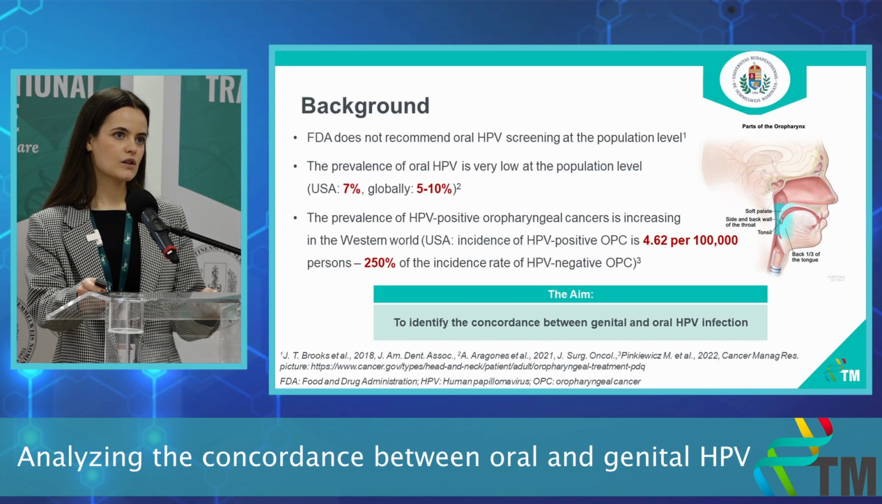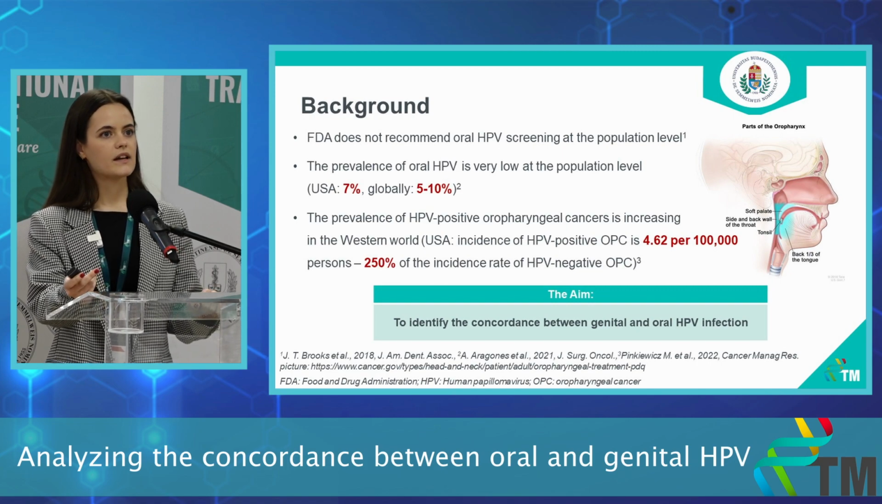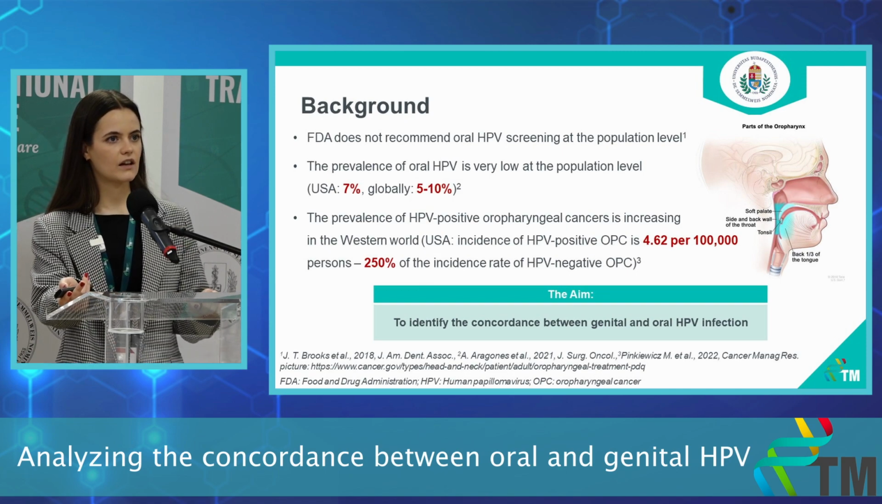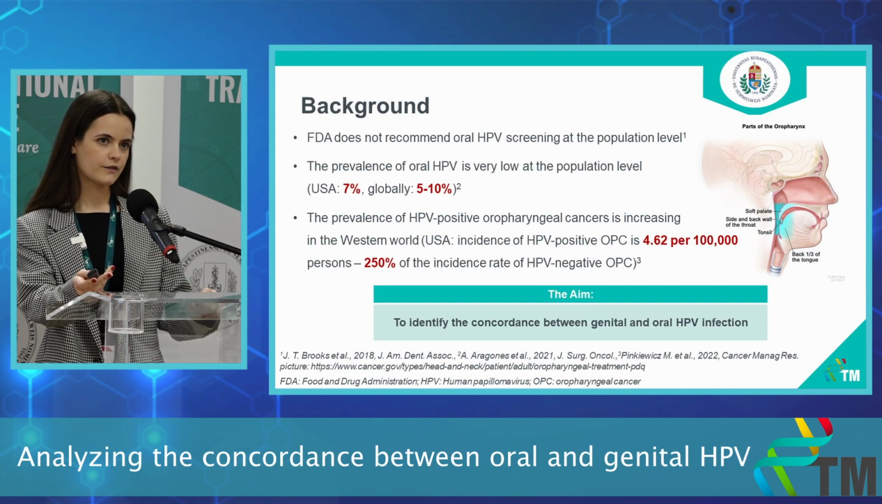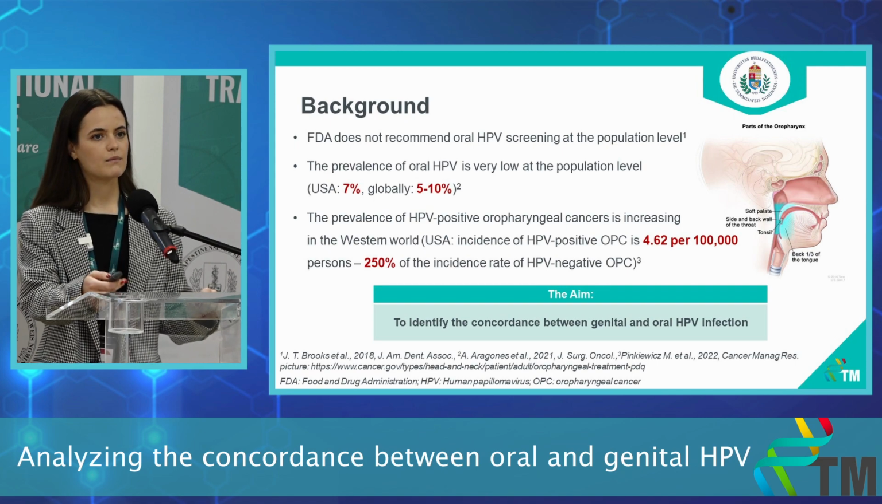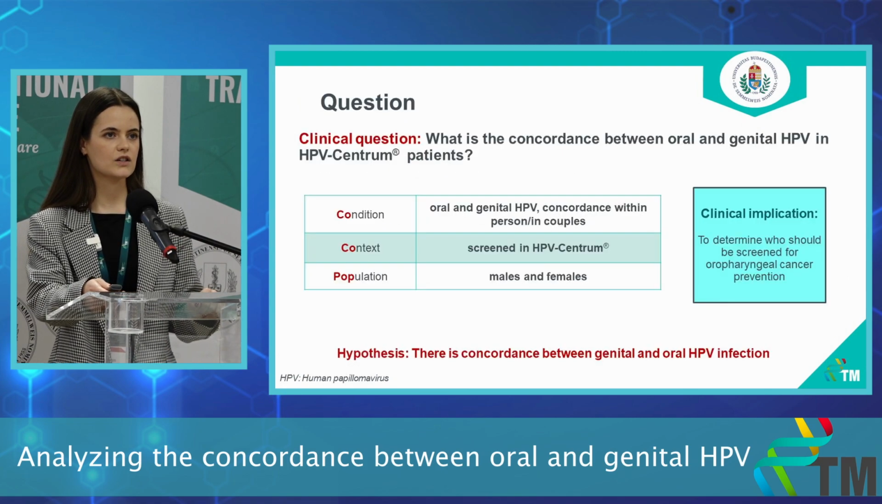As I mentioned, the prevalence of oral HPV at the population level is between 5 and 10%. That's why the FDA does not recommend oral HPV screening at the population level. Despite all of these, the prevalence of HPV-positive oropharyngeal cancers is steadily increasing in the Western world. Therefore, our aim is to identify the concordance between genital and oral HPV infection.